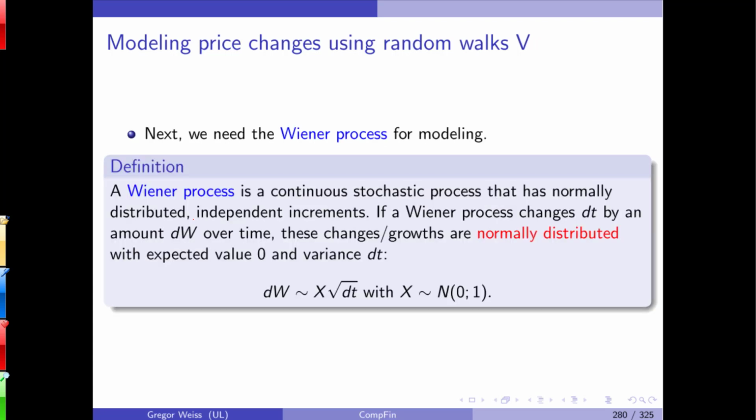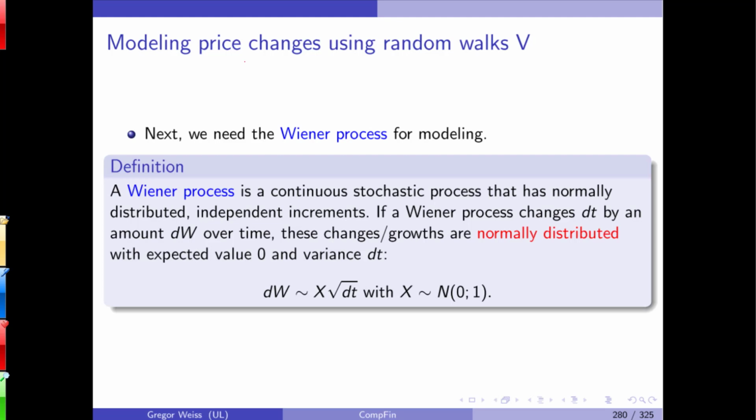Okay. So that's a random walk. Now let's turn to a Wiener process. What's a Wiener process? A Wiener process is probably the most basic and simplest form of a stochastic process. A Wiener process is a continuous stochastic process that has normally distributed independent increments. What is an increment? German: Zuwächse.